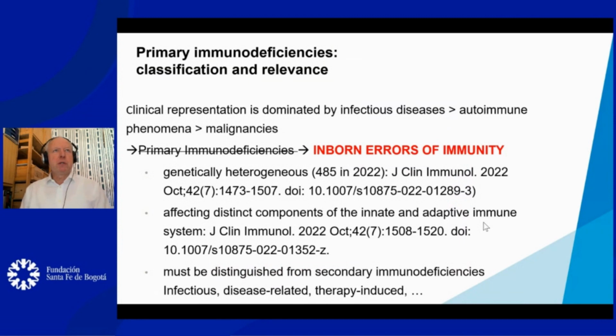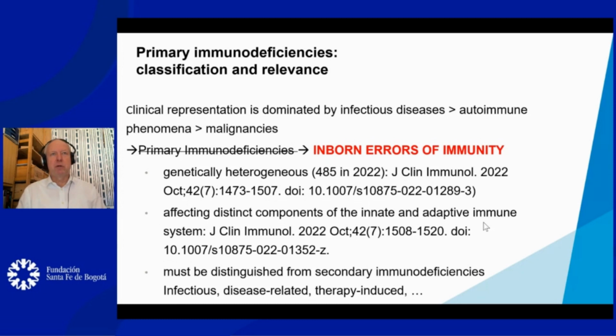Primary immunodeficiencies are very relevant today. They are considered to be rare diseases, but I will show you that this is not true. The clinical representation of primary immunodeficiencies is dominated by infectious diseases, but also by autoimmune phenomena and by malignancies. That's why we moved in the wording from primary immunodeficiencies now to inborn errors of immunity. These diseases are genetically very heterogeneous.